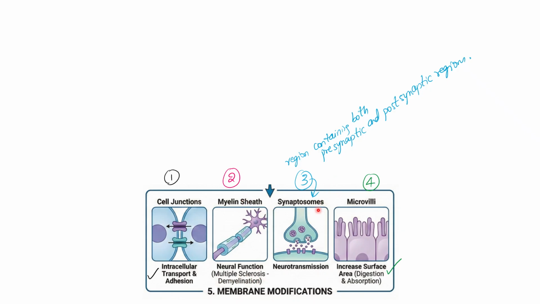Then coming to the formation of synaptosomes, we have already seen acetylcholine release, secretion, exocytosis. That is also because of a membrane modification. Synaptosome means the region containing both presynaptic and postsynaptic regions. That is where the neurotransmitters or the molecules needed are secreted. And finally, the intestinal epithelial cells, where the surface is modified into microvilli, which increase the area of digestion and absorption.